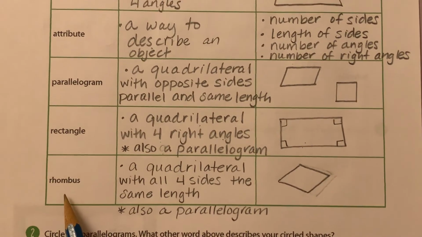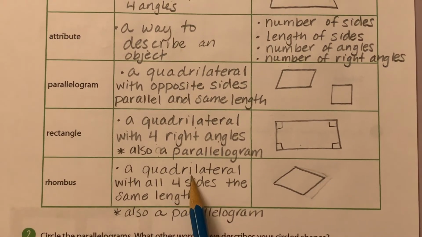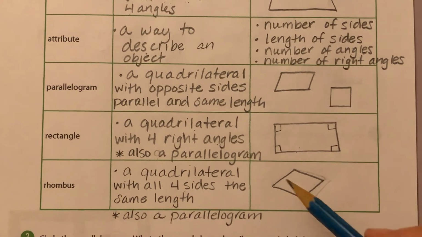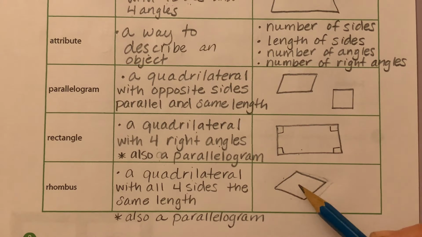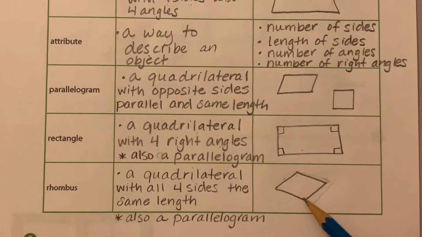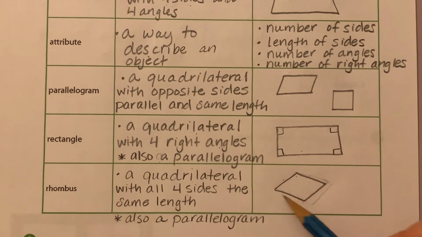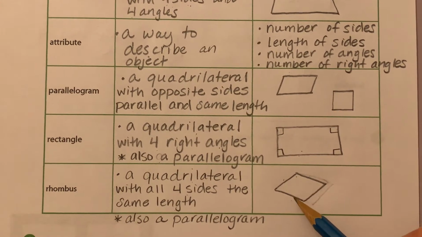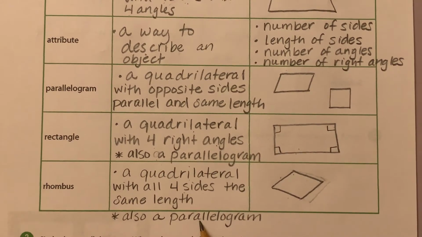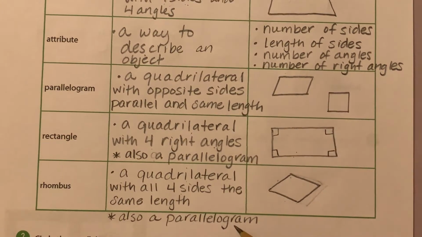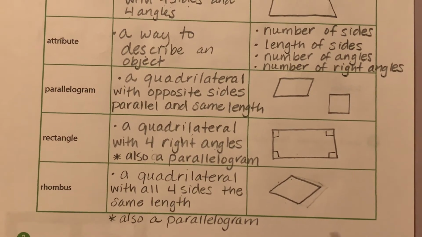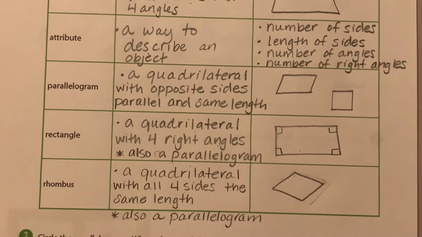And a rhombus. A rhombus is a quadrilateral with all four sides the same length. So notice that it's a quadrilateral because there's four sides. There are four angles, but notice that all the sides are the same length. Notice we do not have any right angles here. A rhombus does not need to have right angles. A rhombus is also a parallelogram, and it is also a quadrilateral. So we have three names for this rhombus, but rhombus is the most specific.